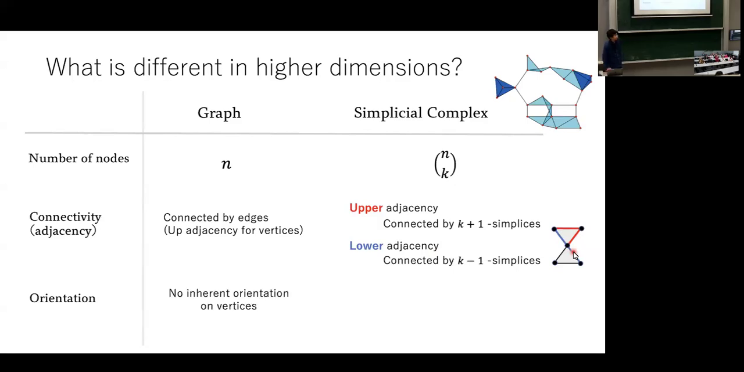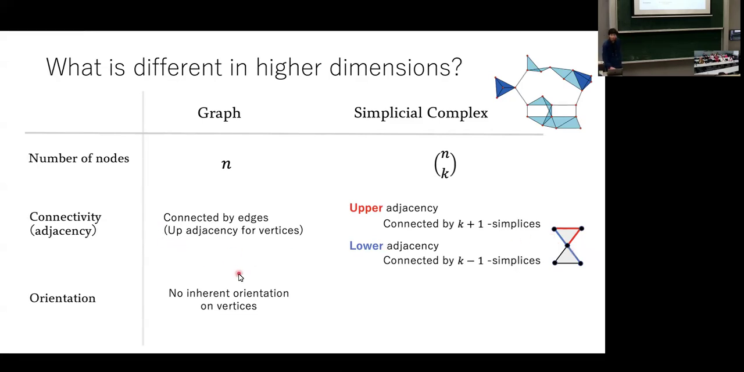I have a question. So there's two triangles here. They are also connected by a vertex. Would that be like a k-2 lower adjacency? Yes. So you can also imagine such a more than one-dimensional relationship, and you can also consider such a thing maybe. But we talk about this kind of +1 or -1 dimension.